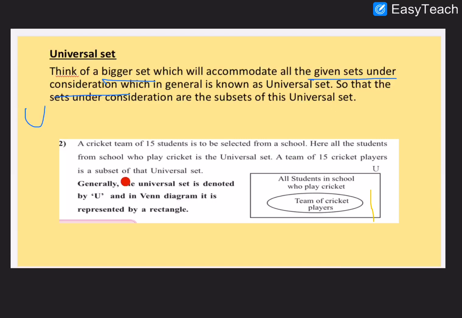So you can see generally universal set is denoted by the letter U. A Venn diagram is given here. So all the students in the school who play cricket are the universal set, and a team of 15 students which is to be selected is contained as a subset of that set U. So now you know what is universal set. It is a bigger set which accommodates all the subsets under a given condition.